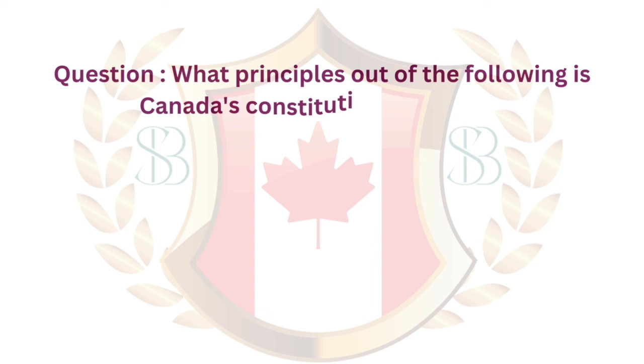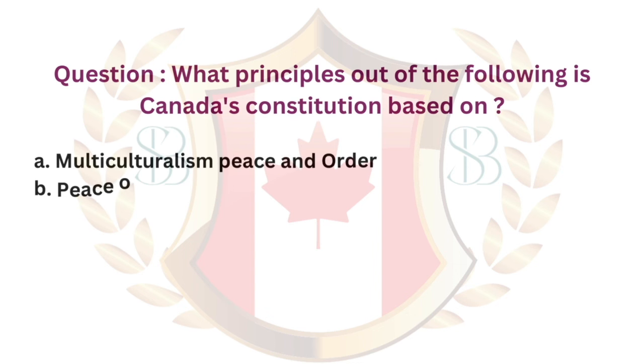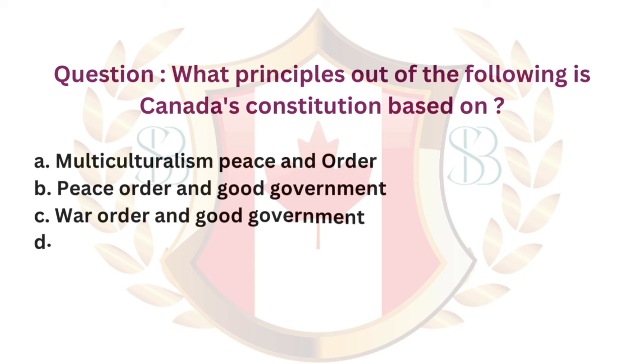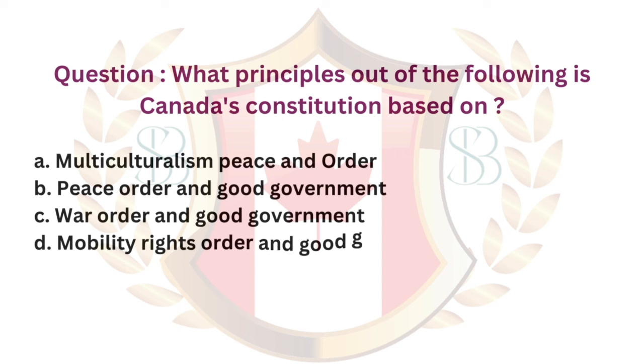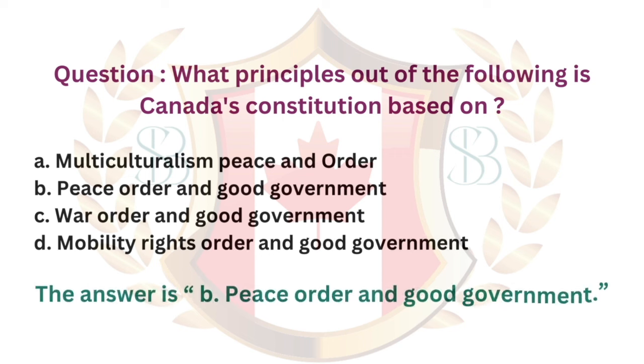Question. What principles out of the following is Canada's constitution based on? A. Multiculturalism, peace and order. B. Peace, order and good government. C. War, order and good government. D. Mobility, rights, order and good government. The answer is B. Peace, order and good government.